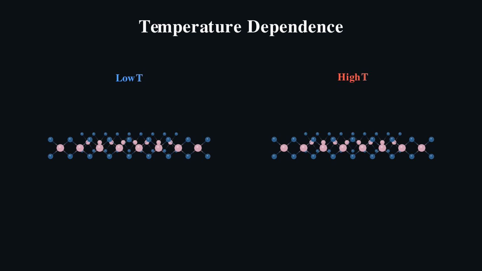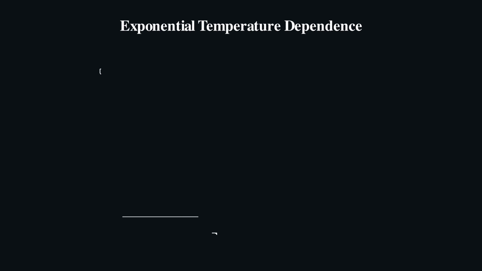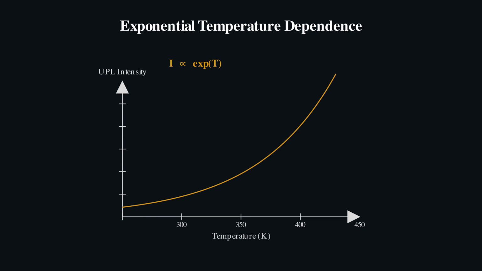And because this process depends on the phonon population, the signal becomes stronger with higher temperature, resulting in higher vibrations, or a higher number of phonons. Which means, if we heat up the material, this signal starts to get stronger. That is why we see an exponential dependence on temperature of this UPL process.